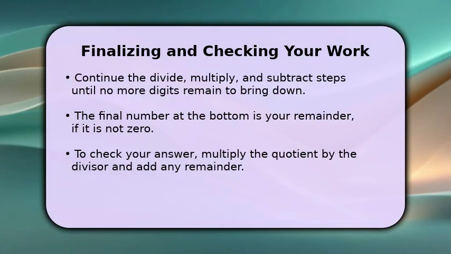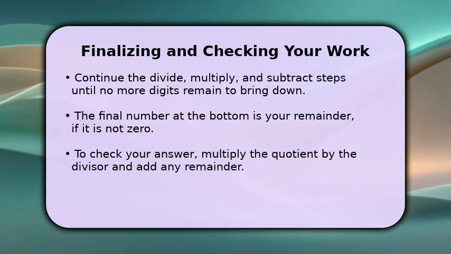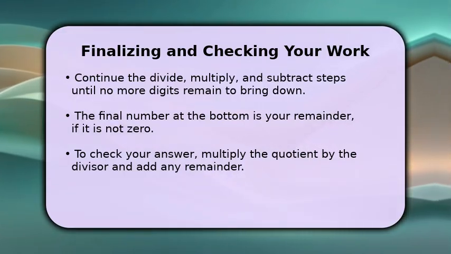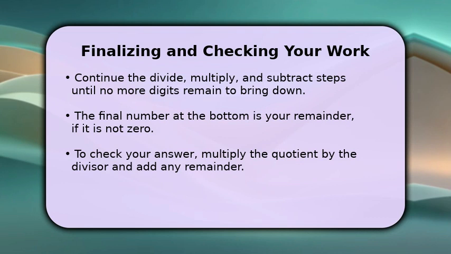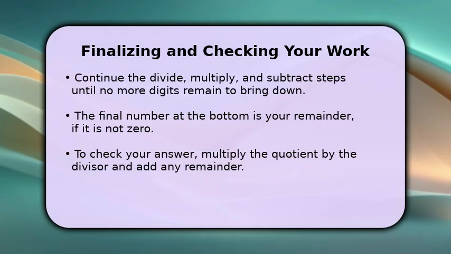To finalize your division, continue the process of dividing, multiplying, and subtracting until there are no more digits left in the dividend to bring down. The number remaining at the very bottom is your remainder. If it is 0, the division is exact.